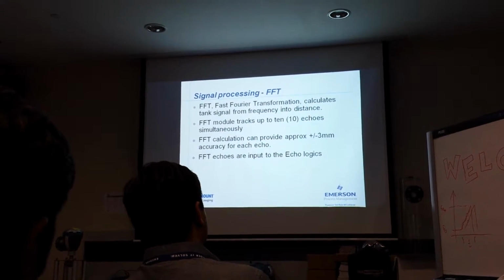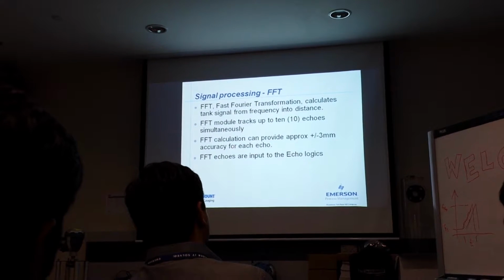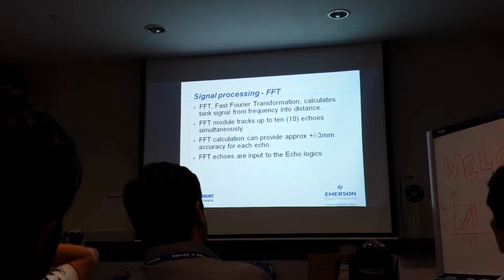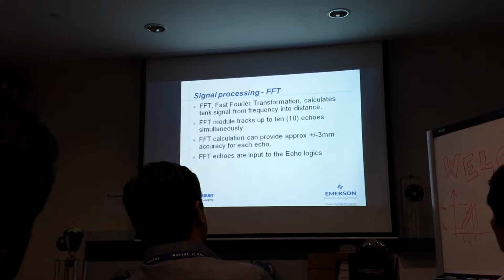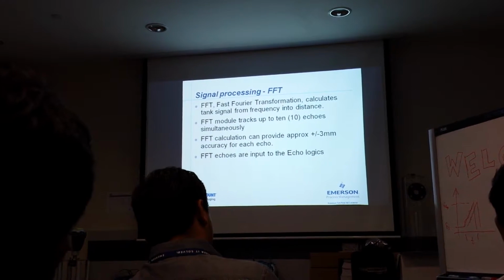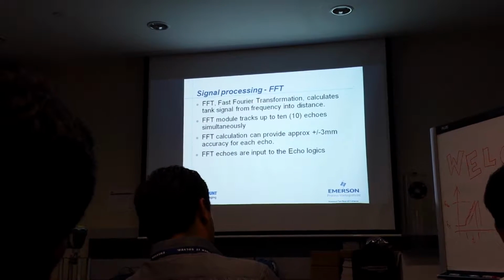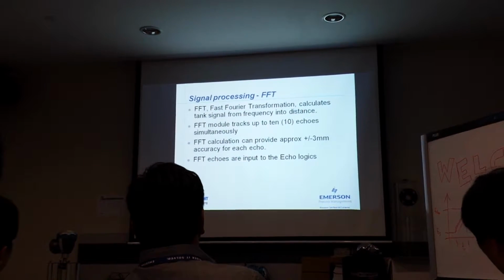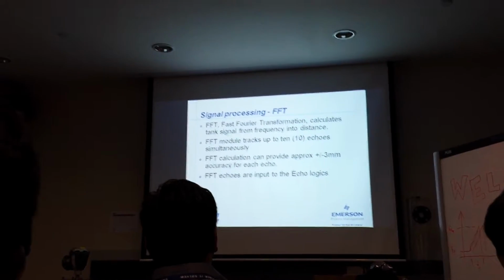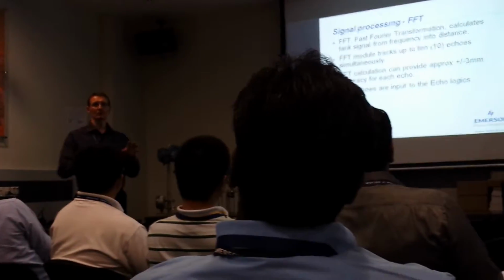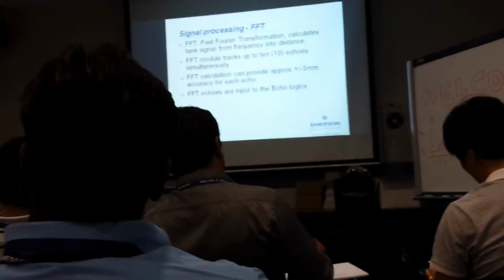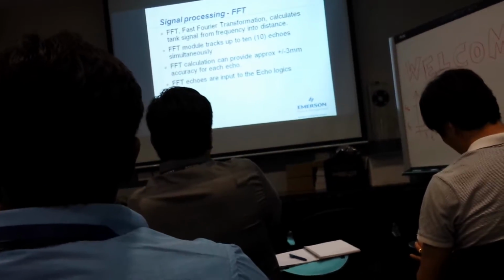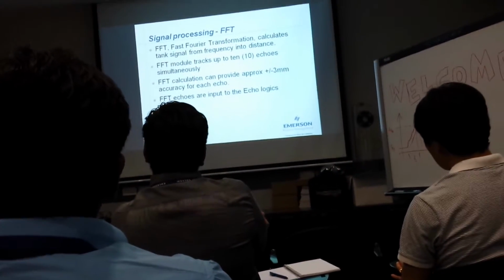So we can track up to 10 echoes, and the basic accuracy we get using only FFT is plus minus 3 millimeters. So for a correct gauge, that is not good. These FFT echoes we also put into what we call echo logics. So we look at each echo we find and we categorize them and give them points.